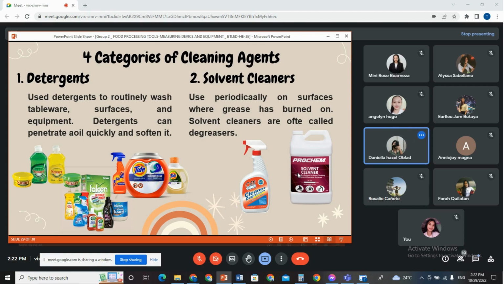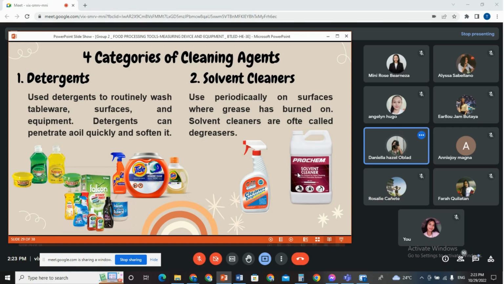Next, the solvent. Solvent is used periodically on surfaces where grease has burned on. Solvent cleaners are often called degreasers. Solvent cleaning is the process of removing soil from a surface with an organic solvent without physically or chemically altering the materials being cleaned. These include methods such as vapor degreasing, spraying, immersion, and mechanical or ultrasonic scrubbing.